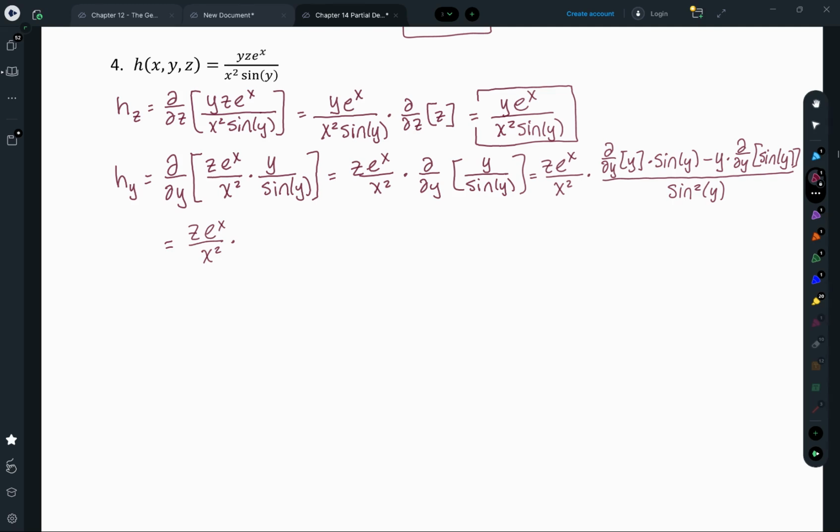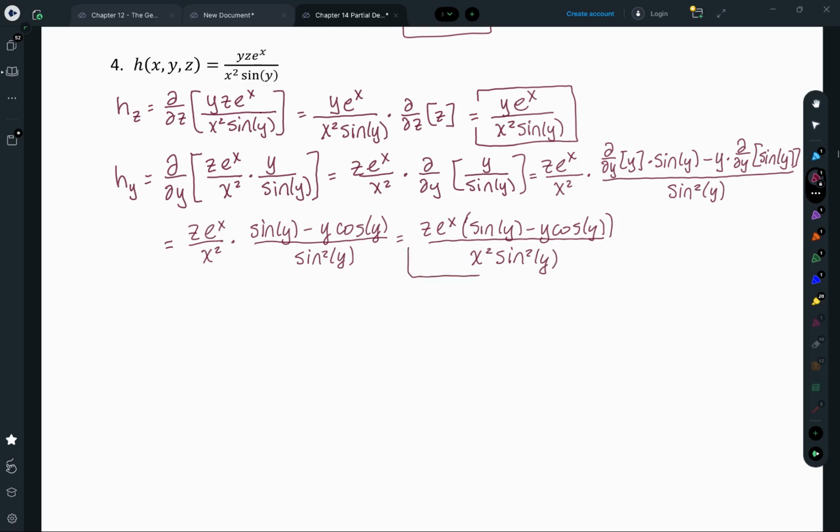Okay, now this fraction in the numerator, del y of y is 1. 1 times sine of y is sine of y, minus y times the derivative of sine of y with respect to y is cosine of y, and then all divided by sine squared of y. And the best I could do to rewrite this is to just multiply tops with tops, bottoms with bottoms. So this is z e to the x times sine of y minus y cosine of y. Notice I have parentheses around that whole binomial there. And in the bottom, I'll rewrite it as x squared sine squared of y. And this is my first partial with respect to y.